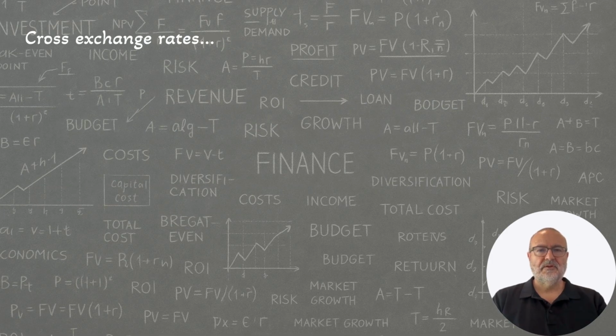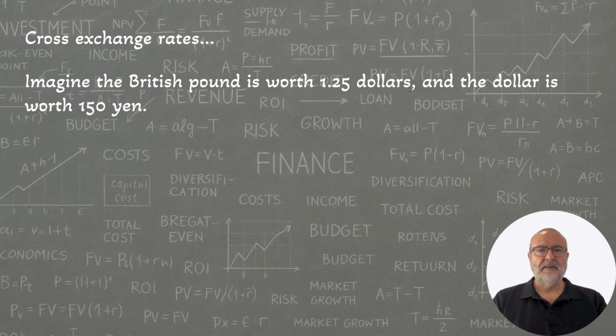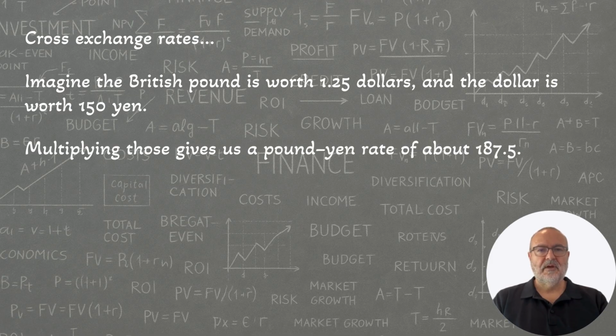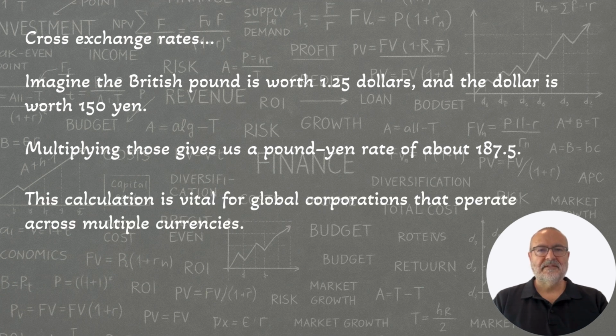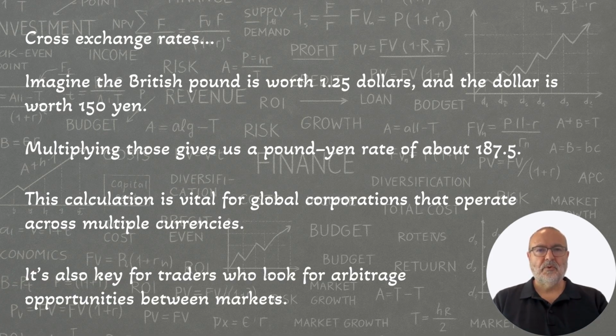Let's return quickly to cross-exchange rates. Imagine the British pound is worth $1.25 and the dollar is worth 150 yen. Multiplying those gives us a pound-yen rate of about 187.5. This calculation is vital for global corporations that operate across multiple currencies. It's also key for traders who look for arbitrage opportunities between markets.